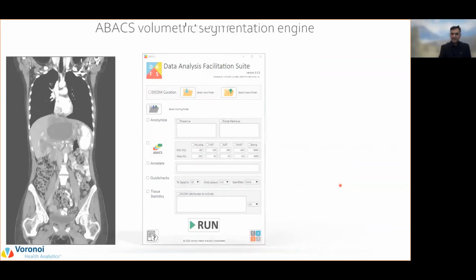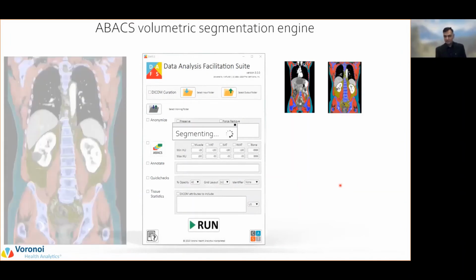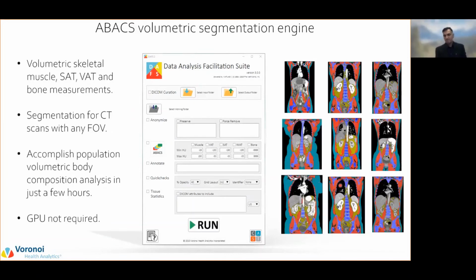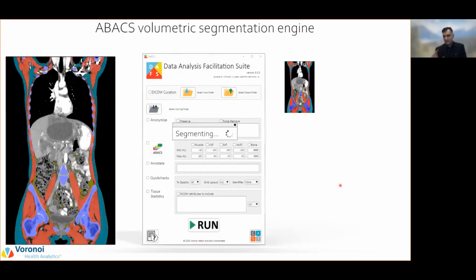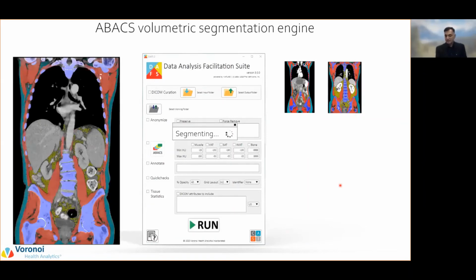So here's the segmentation module. So now we can do 3D segmentation. You point the DAS module to the working folder where you have curated your scans, and in no time, you can have 3D segmentation ready and accomplish population-based volumetric body composition analysis in just a few hours. Let me play that again. So this is very nice. Again, a minimalist interface. We worked very hard to define and design, and now it's available.